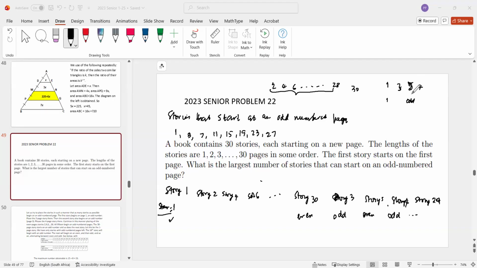And then this starts at an odd number, but this is a 5-page story. So okay, I've got the answer here. I'm going to rely on this. Sorry about this.